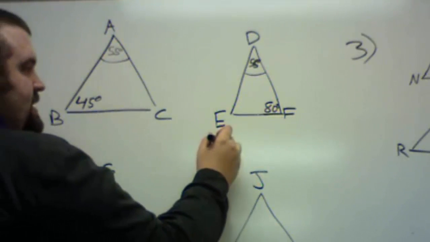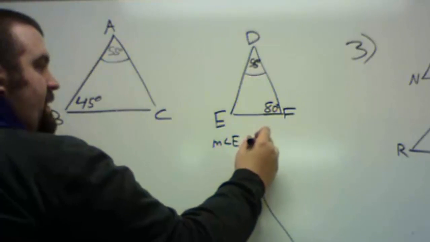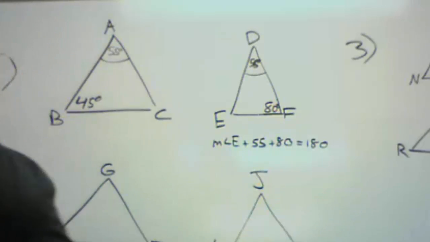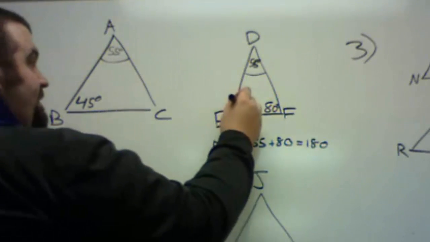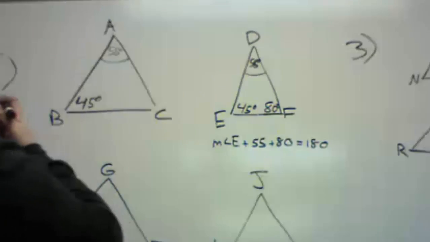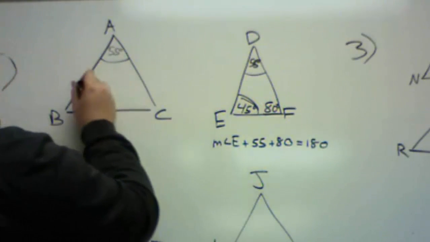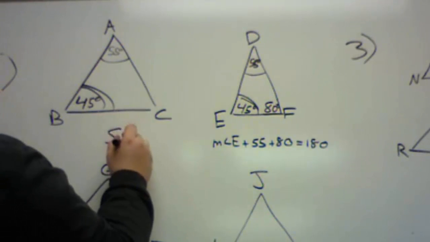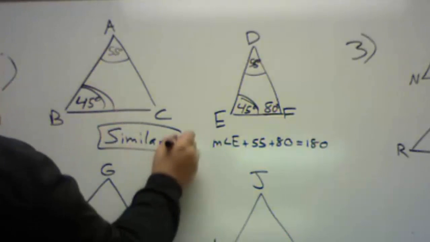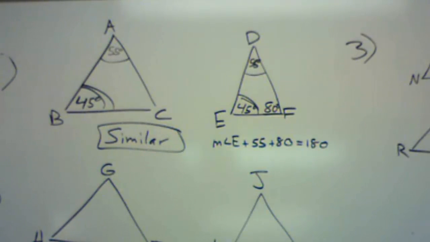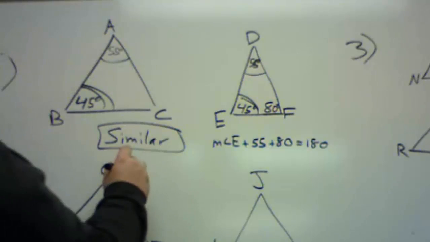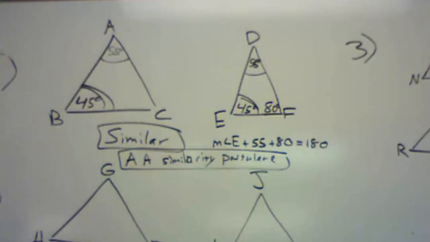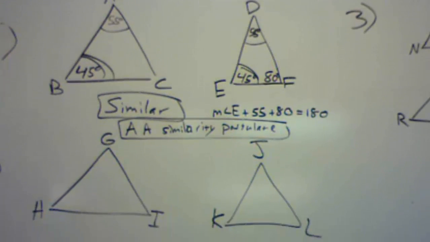Well, that's going to be measure of angle E plus 55 plus 80 equals 180. And if I solve, wow, I get 45 degrees. Oh wait, so I do have 2 angles matching up. So those 2 triangles, I can determine if they are similar. There is enough information, and it would be angle, angle, sorry, it would be angle, angle similarity postulate.